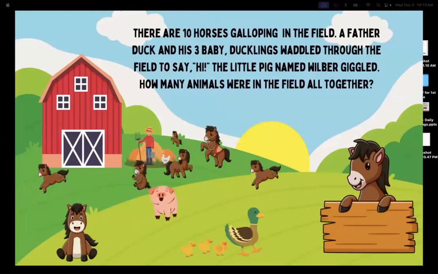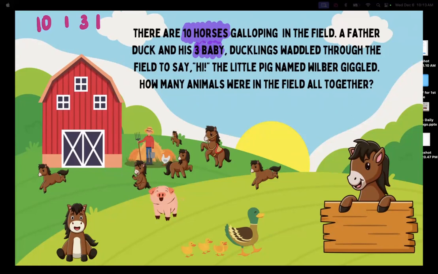Ready? Ooh, there are 10 horses galloping in the field. So what is our first number? It needs to be 10 because that's our first number. A father duck and his 3 babies. Well, there's a father duck, so that means there's 1 duck and his 3 babies, ducklings, wander through the field to say hi. The little pig named Wilbur giggled. Oh, there's a pig, so there's another one. How many animals were in the field altogether?